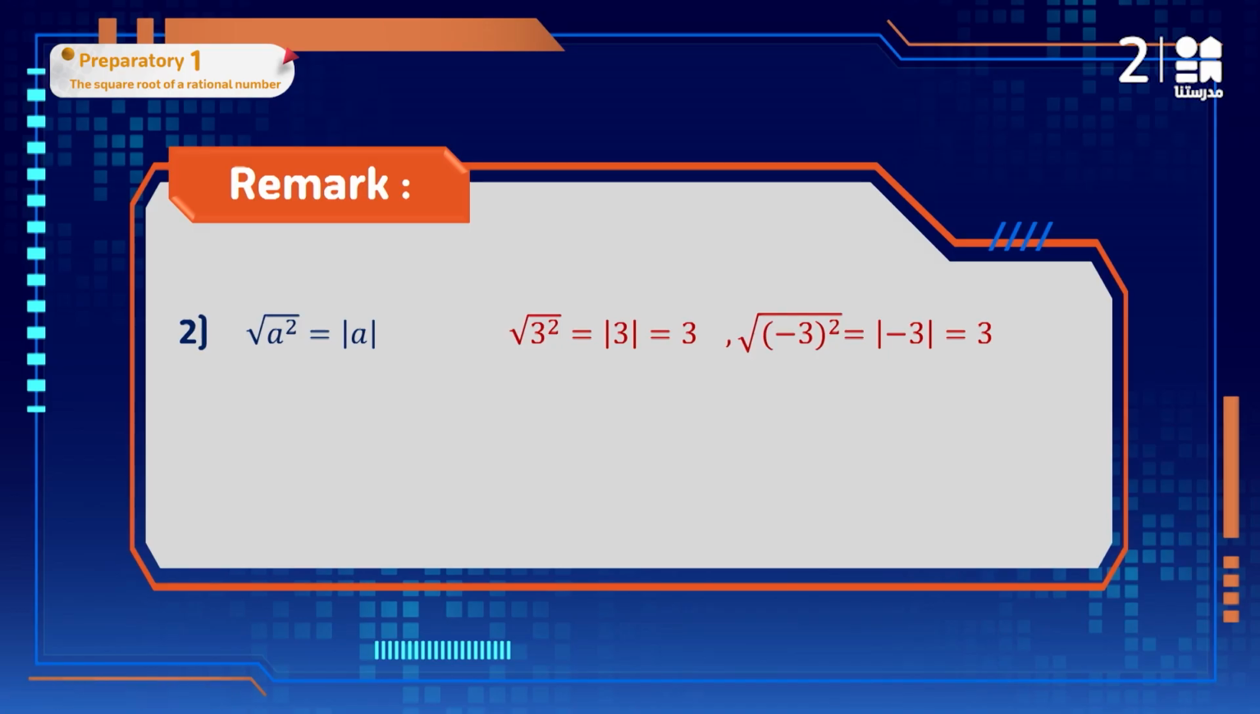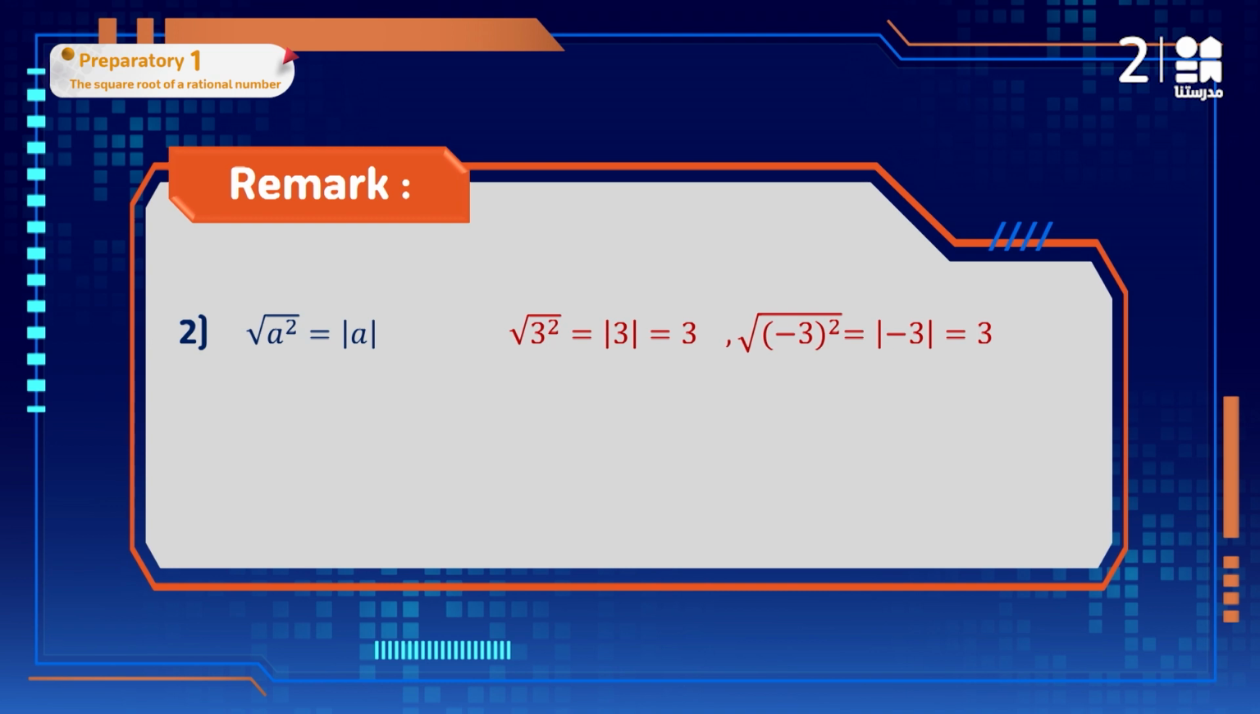Number 2, the square root of A squared is the absolute value of A. So why did we write the absolute value of A? For example, I have the square root of 3 to the power of 2. We are going to write the square root of 3 squared and get it out as 3.